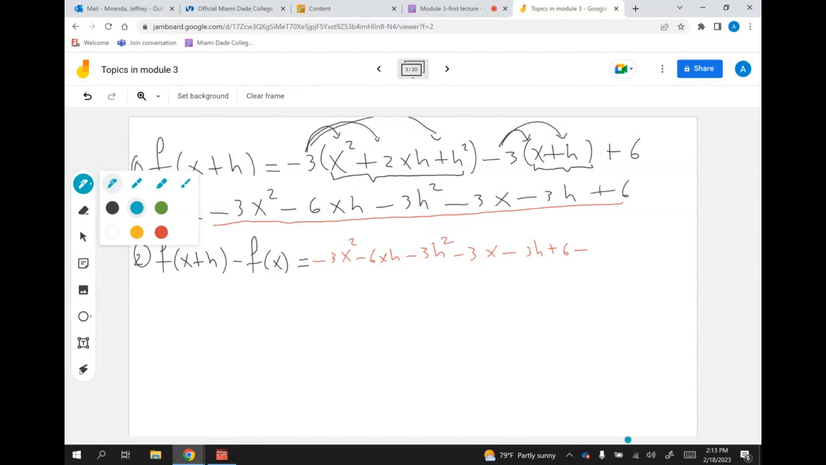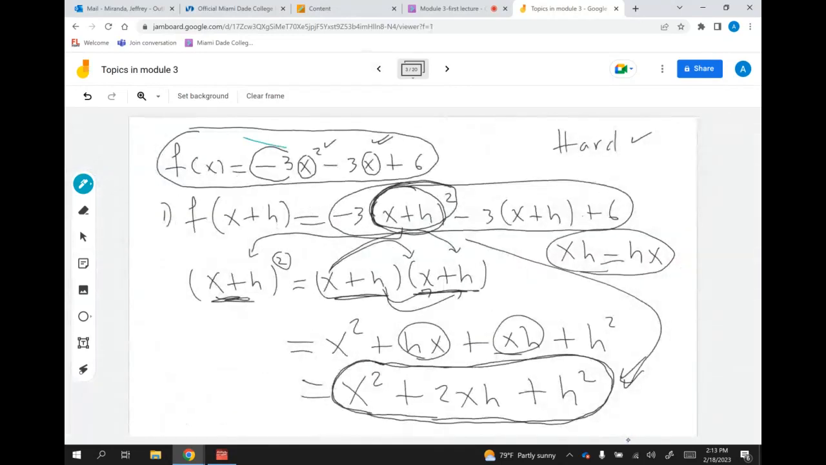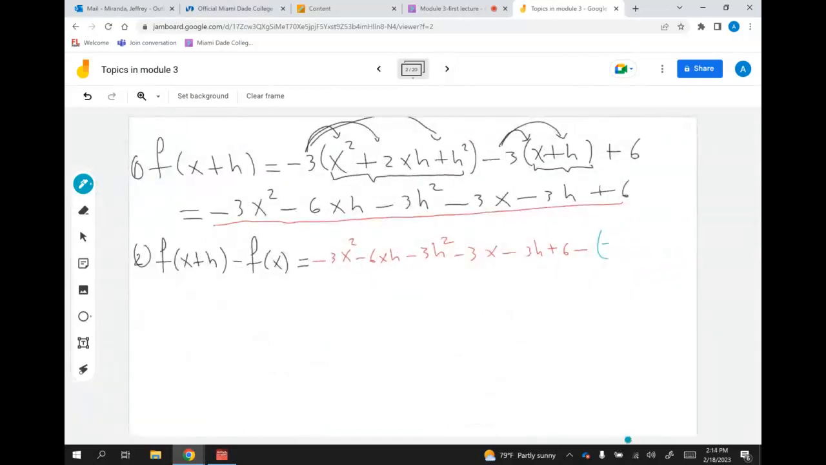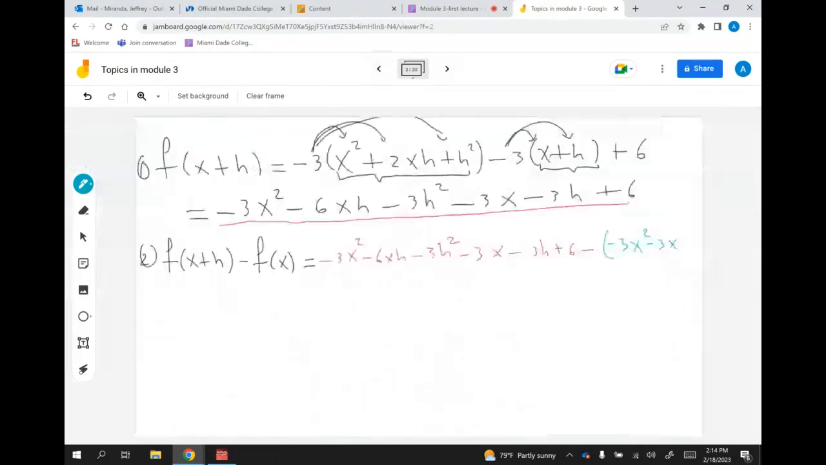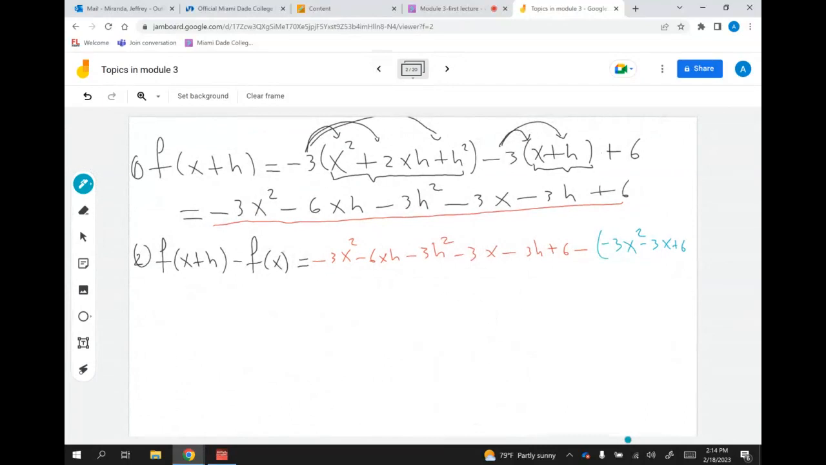And I'm going to use light blue to write the original function. What is the original function? Don't forget, this is my original function, okay? So I need to write negative 3x squared. Oops, that became ugly. I'm going to rewrite that. Square minus 3x plus 6. Close parenthesis. There you go. You see that?